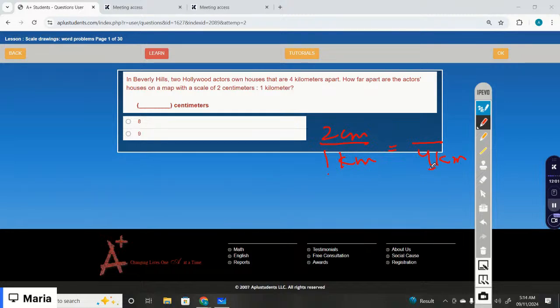So 1 times 4 is 4. 2 times 4 is 8 centimeters. The correct option is 8. Option number 1 is the correct option.